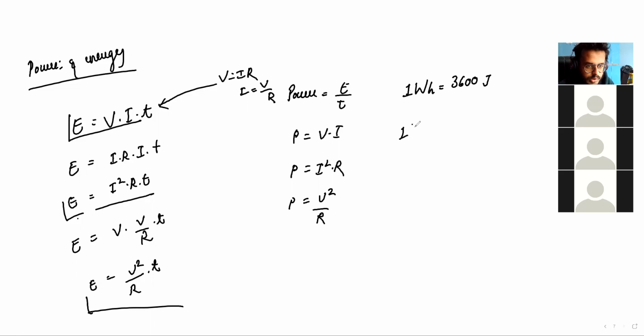And 1 kilowatt hour will be equal to 3.6 into 10 to the power 6 joule. So there may be questions where you need to convert 1 watt hour, 2 watt hour, 1 kilowatt hour into joules. So this is the conversion you need to remember.